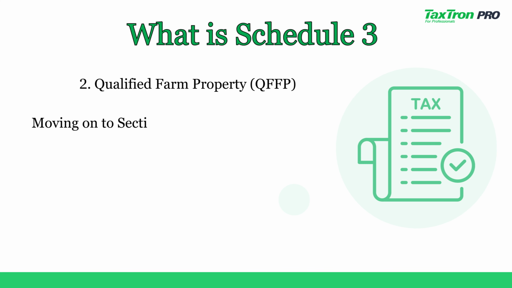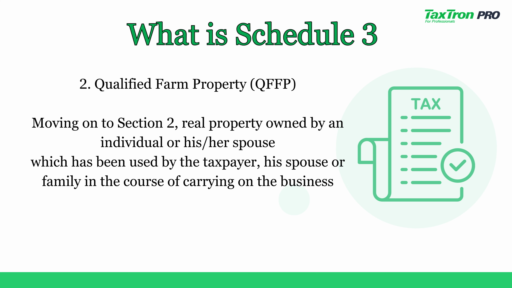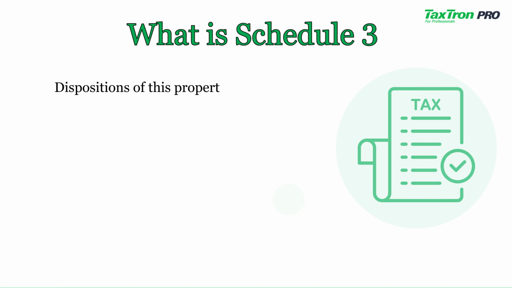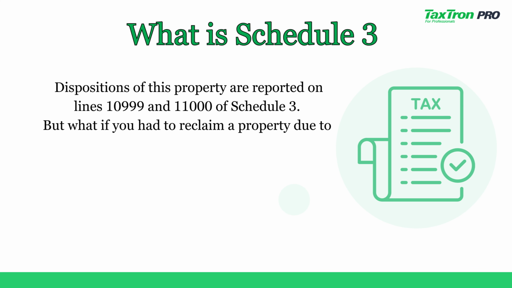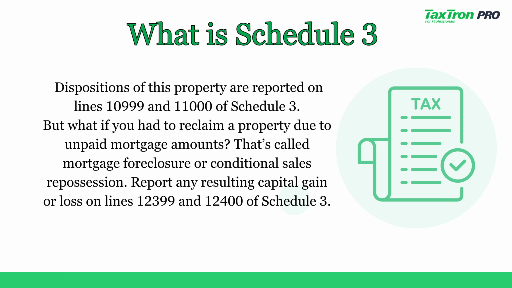2. Qualified Farm Property, QFFP. Moving on to Section 2, real property owned by an individual or his or her spouse which has been used by the taxpayer, his spouse or family in the course of carrying on the business of farming in Canada. Dispositions of this property are reported on lines 10999 and 11000 of Schedule 3.